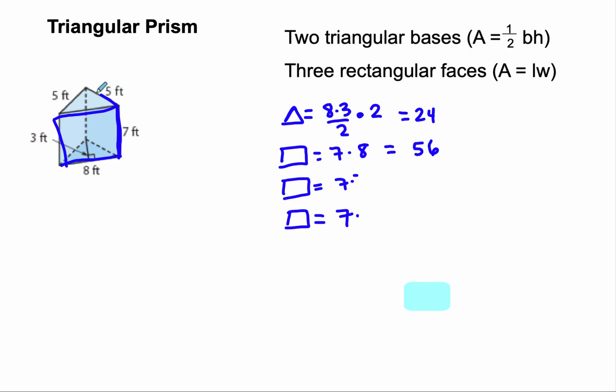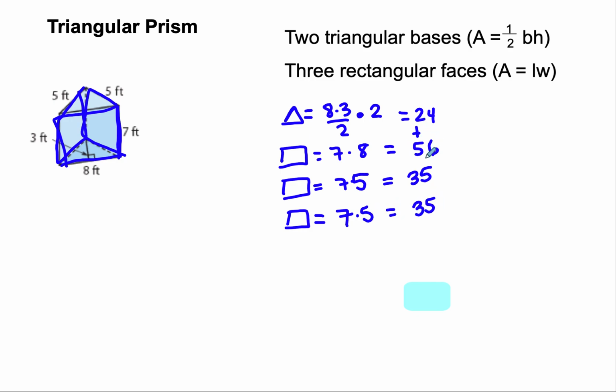Then I could do this rectangle in the back right half. That would be a 5 by 7. That would be 35. And then the rectangle on this part, now it looks like this 3 is part of that rectangle, but if you look at the arrow, it's actually pointing to the height of the base. This rectangle is 5 times 7. So it happens to be the same as the one above it.